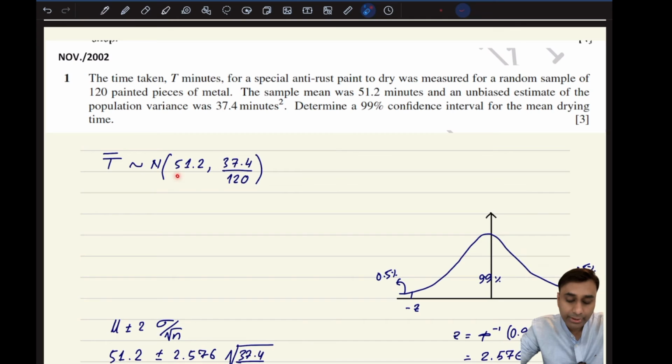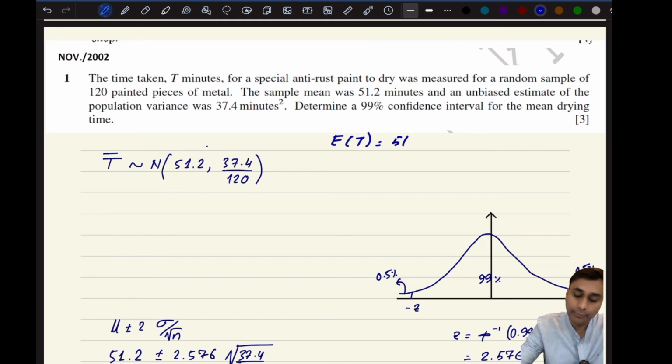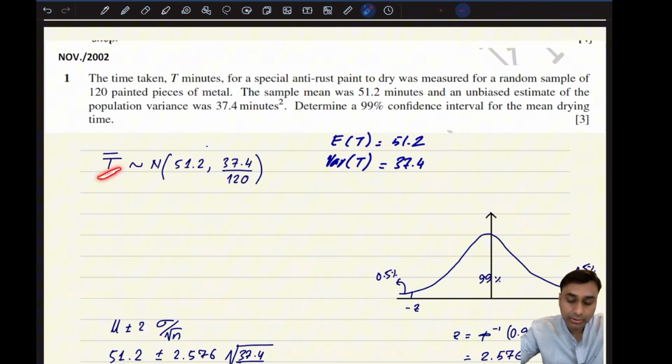So if the mean is 51.2, you can see that the expectation of t is equal to 51.2, and the variance of t, this is basically an estimate of the variance of t, is coming out to be 37.4. But you want to write down the distribution of t bar.